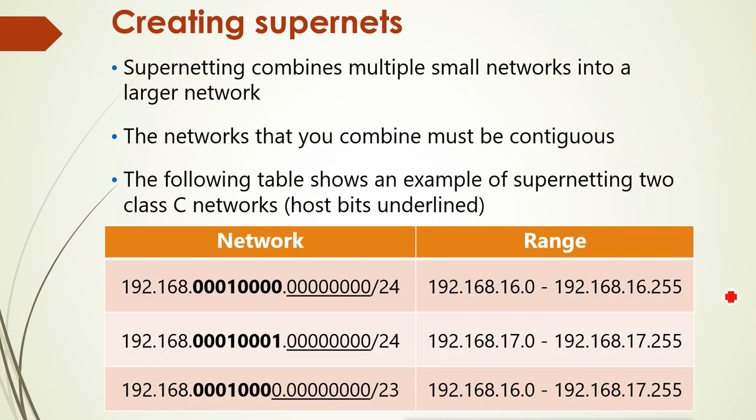Now creating the subnet. That means if you have one network, then you can divide it into subnetworks, and you can do that by using the subnet mask. Then we can say it is supernetting. It is combining multiple small networks into a large network. The networks that you combine must be contiguous. The following table shows an example of supernetting to a class C network, host bits underlined.